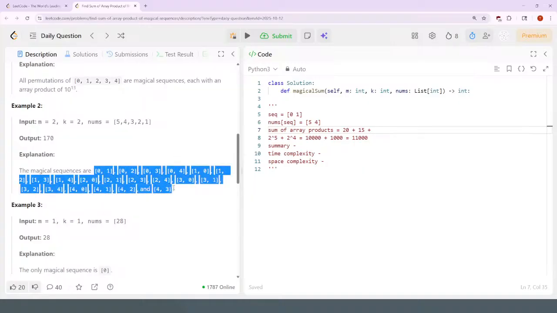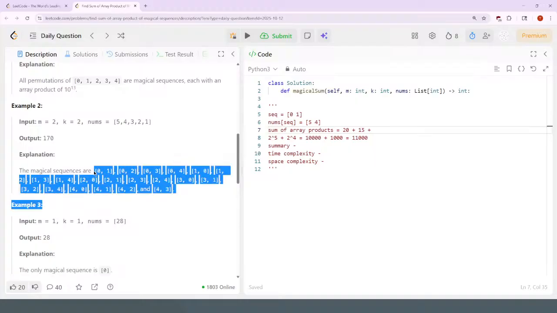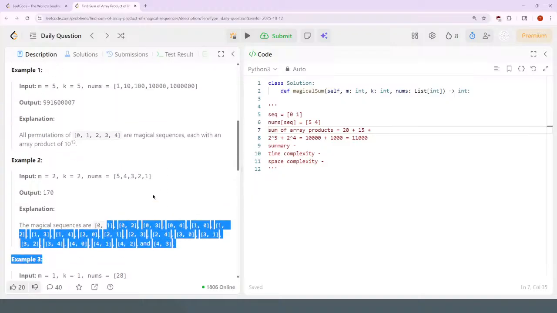So these are kind of independent of the actual nums, in the sense that nums could be any arbitrary thing. If I'm given m equals 2 and k equals 2, then the actual sequences are kind of predetermined. So the values of nums don't actually affect how many magical sequences there are.